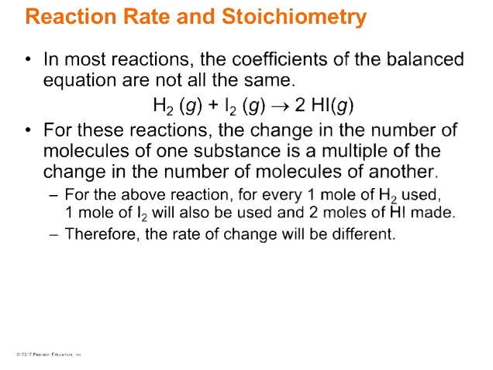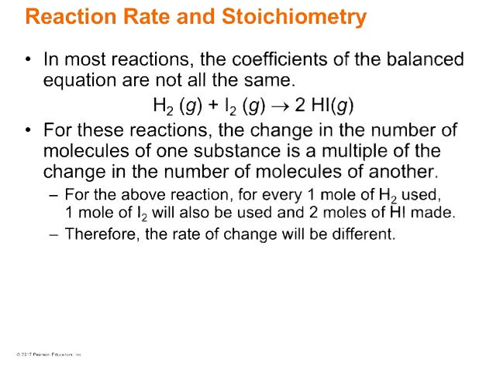All right. So let's talk a little bit more about that reaction stoichiometry that I mentioned. In most reactions, we've seen that the coefficients for a balanced equation are not all 1 to 1 to 1. For instance, in the reaction of hydrogen and iodine, we have a ratio of 1 to 1 to 2. So for these reactions, the change in the number of molecules of one substance is a multiple of the change in the number of molecules of another.